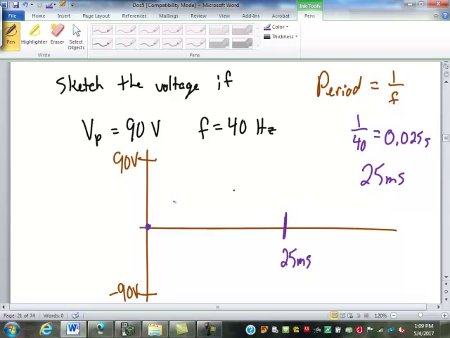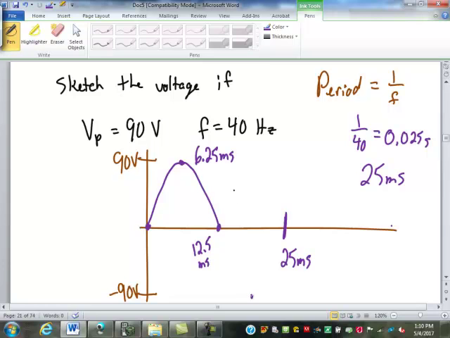So we start at 0. Here, this is going to be 12.5 milliseconds. Where did I get 12.5 from? Half of the 25. It's going to reach its peak voltage at 6.25 milliseconds. How did I get that? 1/4 of 25 or half of the 12.5. Because remember, a sine wave reaches its peak at 1/4 of the cycle. It's back down to 0 at half of the cycle, right?